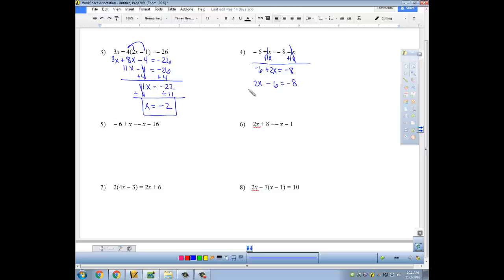So if you are flipping it around, you need to pay attention to the sign that's in front of your term. Instead of minus 6, I'm going to add 6 to both sides. 2x equals negative 8 plus 6 is negative 2. And then divide both sides by 2 to get x equals negative 1.